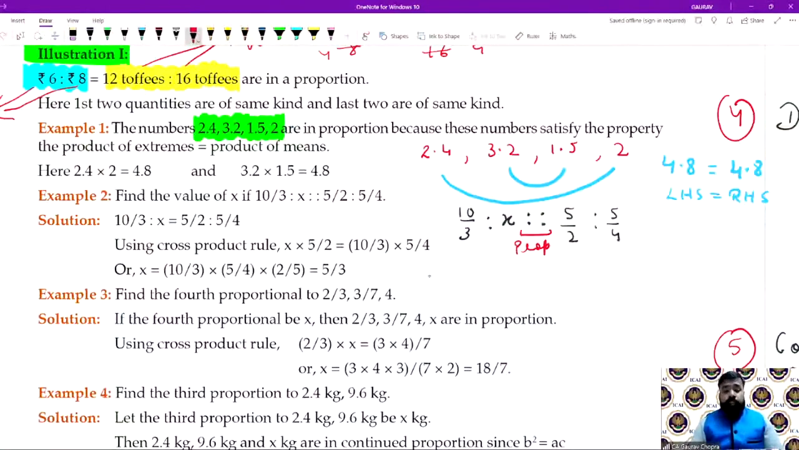And whenever they are in proportion, we can apply the cross product rule. So product of means X into 5 by 2 is equal to product of extremes, so 10 by 3 into 5 by 4. So we can cancel them. So what we are getting finally, we are getting 10 by 6 or we can say 5 by 3. So 5 by 3 is the final result. So the value of X becomes 5 upon 3. All right. So this was example number 2.